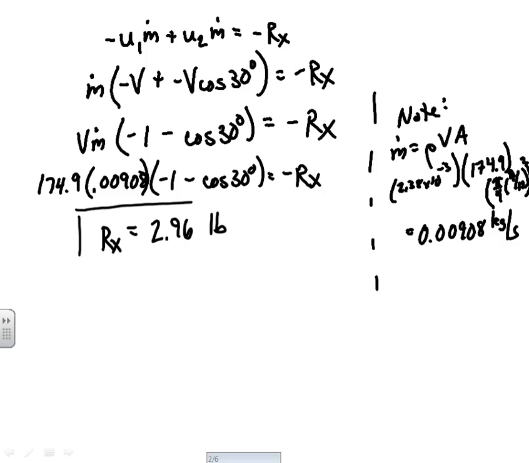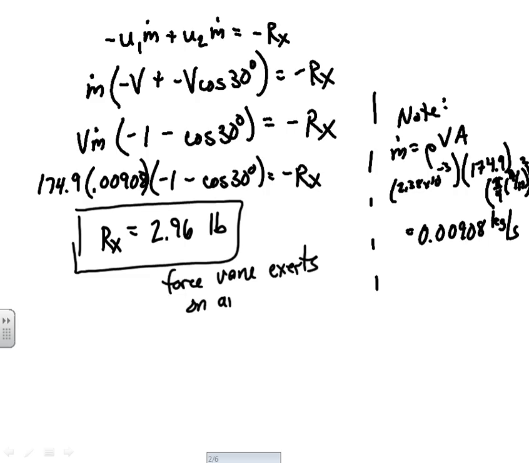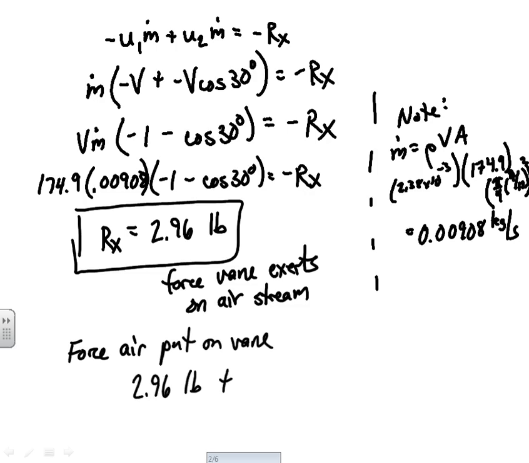Now this is the force that the vane exerts on the airstream. The problem asked us for the force the air puts on the vane. So the force the air puts on the vane is going to be equal in magnitude but opposite in direction. Force air puts on vane is therefore 2.96 pounds to the right.